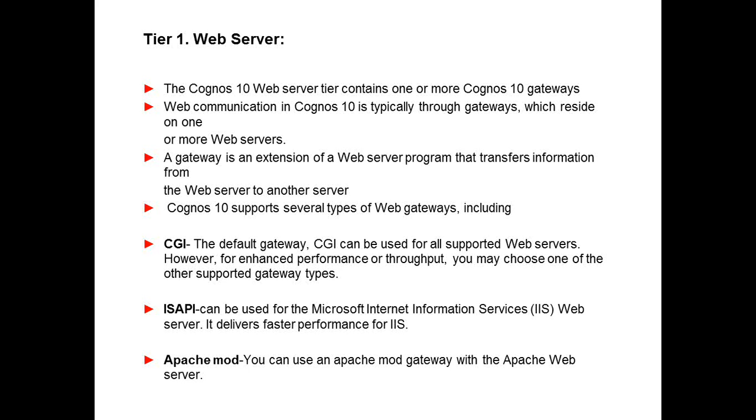It's an extension of the web server program that transfers information from the web server to another server. As we discussed, we have three servers: web, application, and data tier. The gateway will help to move the data from one server to another server. Cognos supports several types of web gateways, including CGI, ISAPI, and Apache.